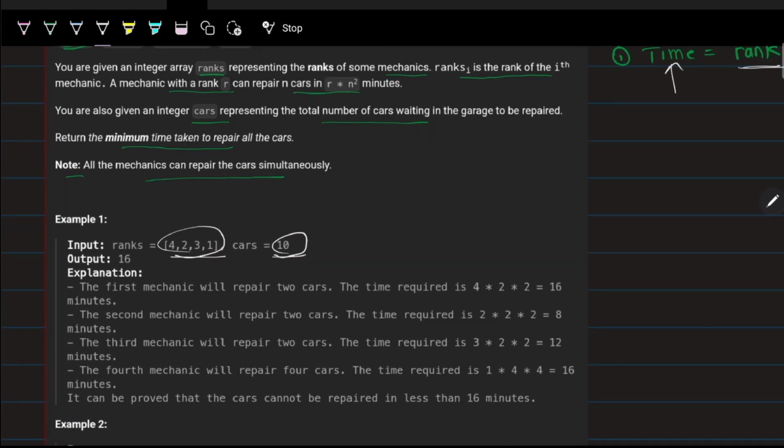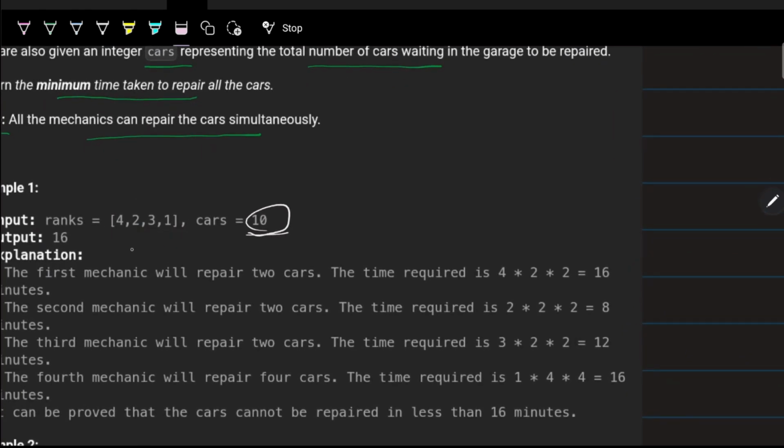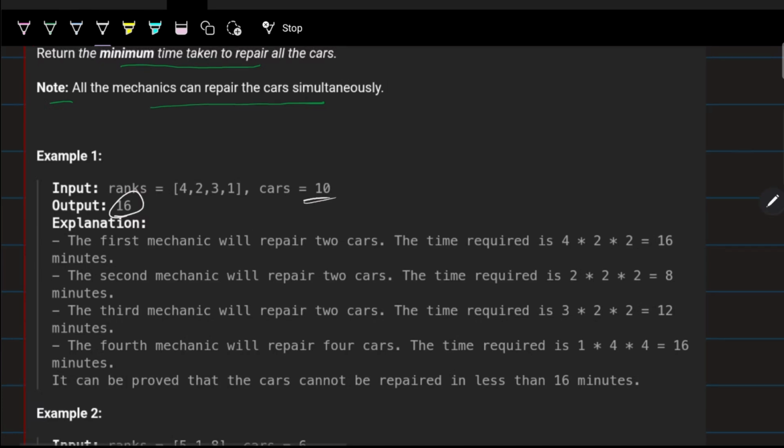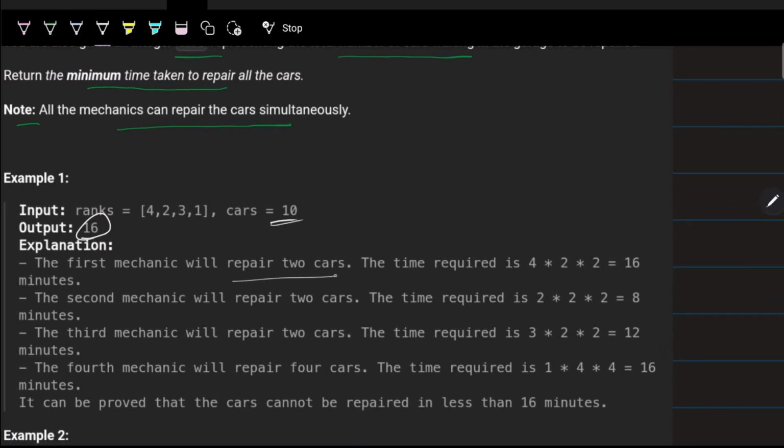For example, let's understand this. We are given the ranks of the mechanics as 4, 2, 3, 1, and cars is 10. The answer for this is 16. How 16? The first mechanic, whose rank is 4, will repair 2 cars. That is 4 times 2 squared, which is 4 times 4, which is 16.